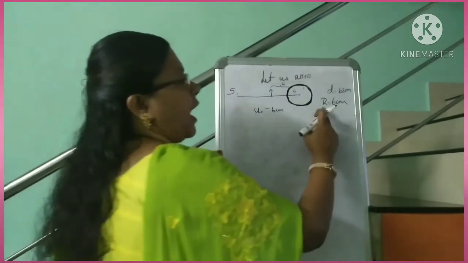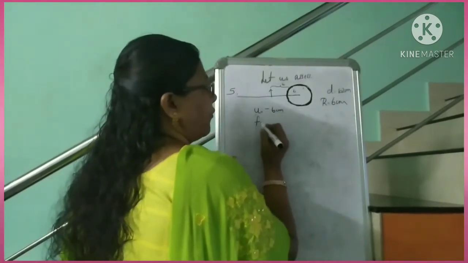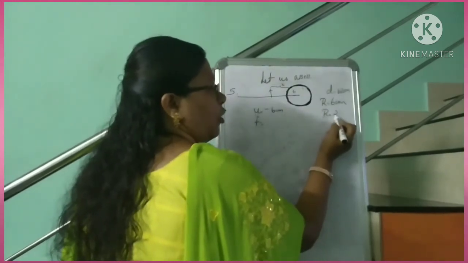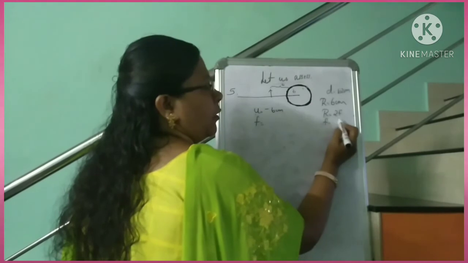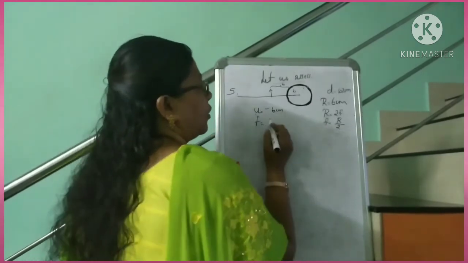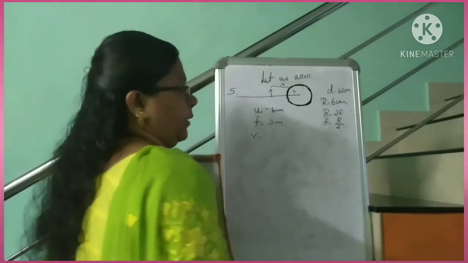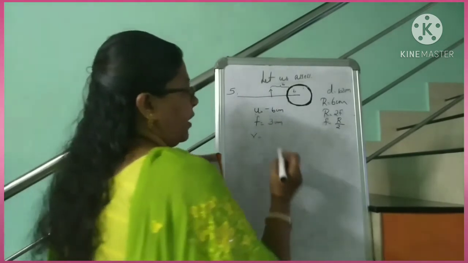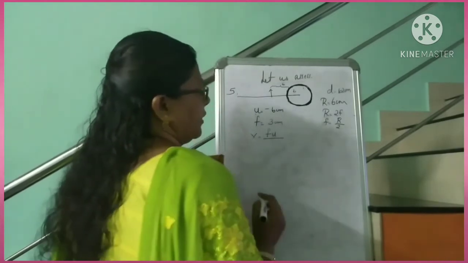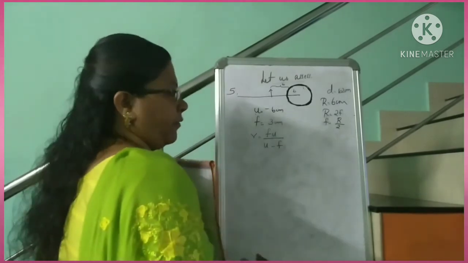Then since R is equal to 6 centimeter, what is f? We have studied R is equal to 2f. So f is equal to R by 2. So f is equal to 3 centimeter. You have to find out v. How do you find v? In the previous problem also you have studied v. V is equal to fu by u minus f. You can substitute here.